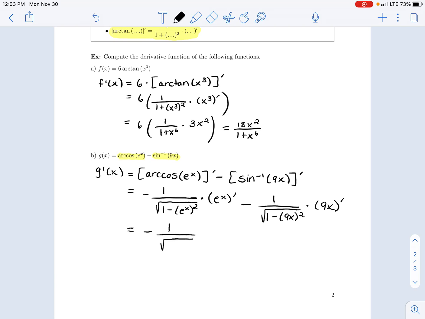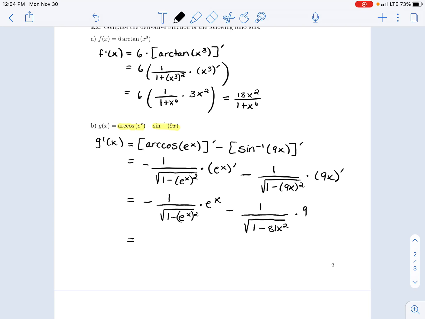So I have 1 over the square root of 1 minus e to the x squared times e to the x, minus, and then this is 1 over the square root of 1 minus 81x squared, since 9x squared is 81x squared, times 9, because the derivative of 9x is just 9.